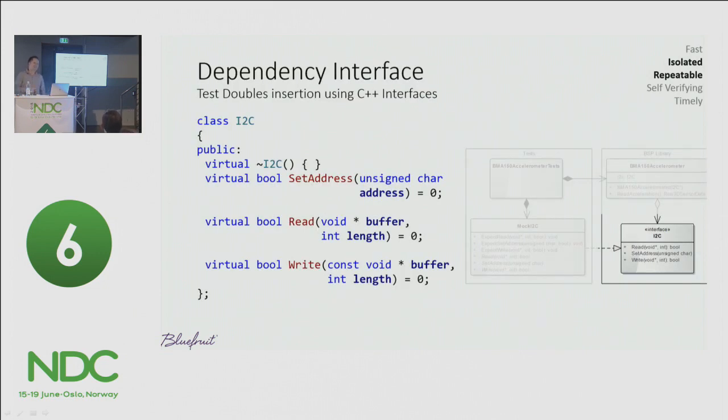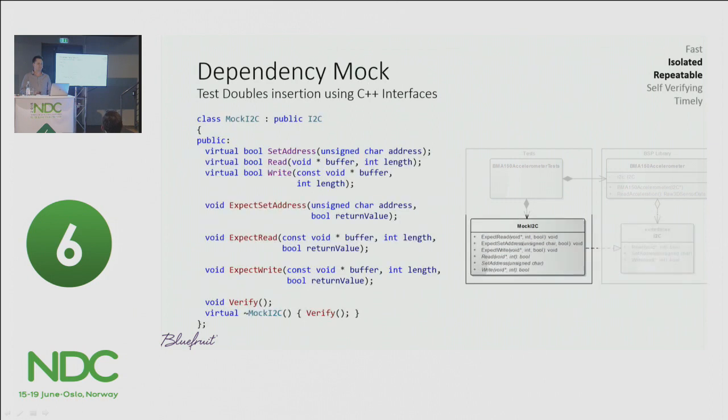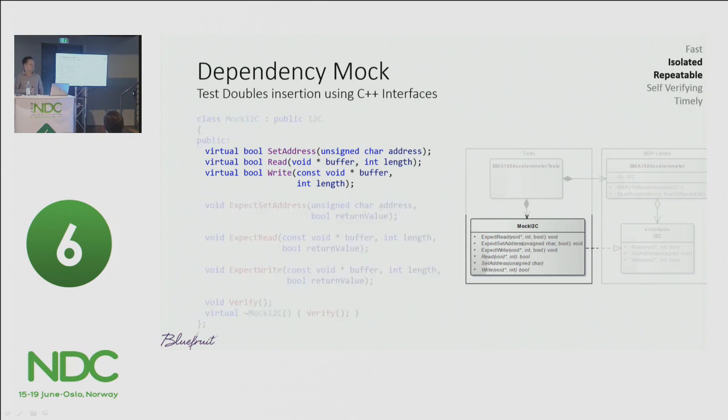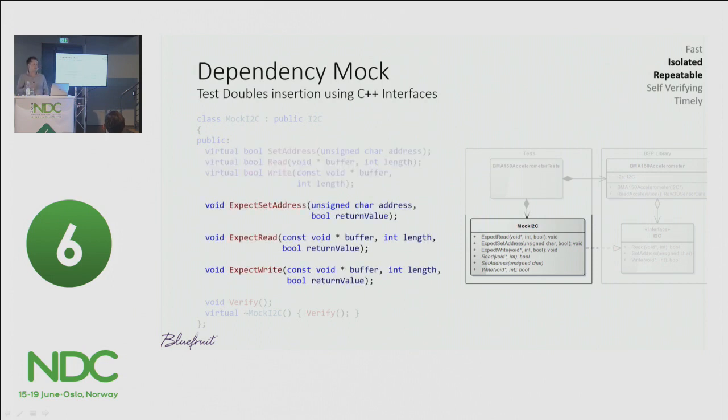So when using C++ interfaces, the dependency interface is an abstract C++ class whose methods are all pure virtual. So in this example, it declares 3 methods. These allow setting the device address, reading from the device, and writing to the device. The mock I'm going to inject is derived from the I2C interface. It defines the methods needed to implement the interface. And as this is a mock, it needs to provide a set of methods to set the expected behavior. So this time I'm actually implementing it manually.